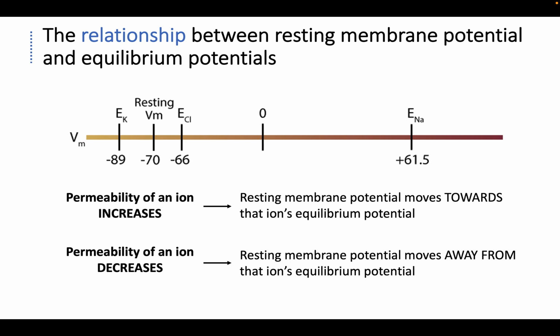All right. So if we look at this graph, or this slide, all it's saying is that the permeability of an ion will influence the resting membrane potential of the neuron. Okay. As the permeability of an ion increases, the flow of that ion increases, and so the membrane potential becomes closer to, not exactly, but closer to that ion's equilibrium potential. All right. Likewise, whenever the permeability of an ion decreases, the membrane potential goes away from that ion's equilibrium potential.